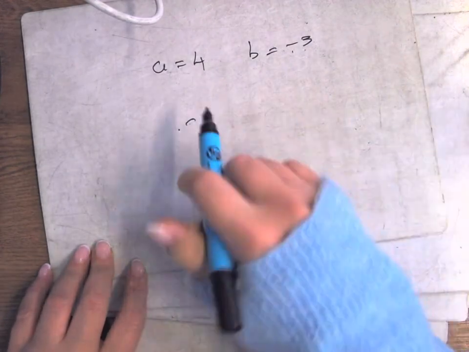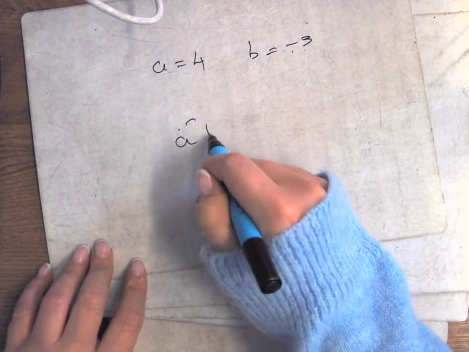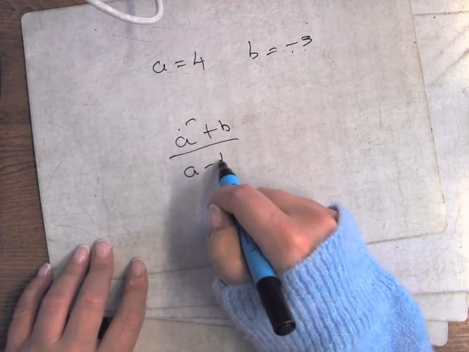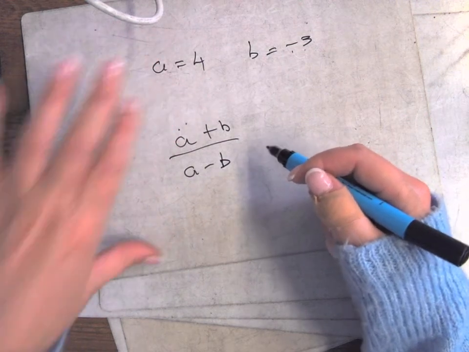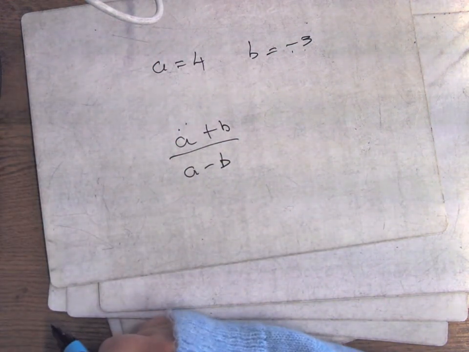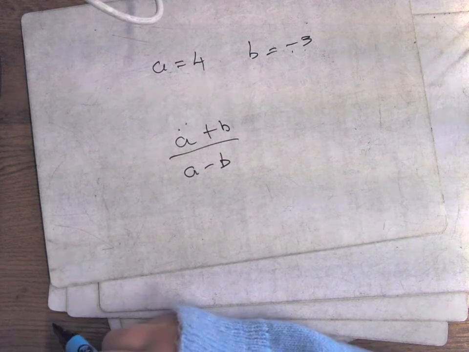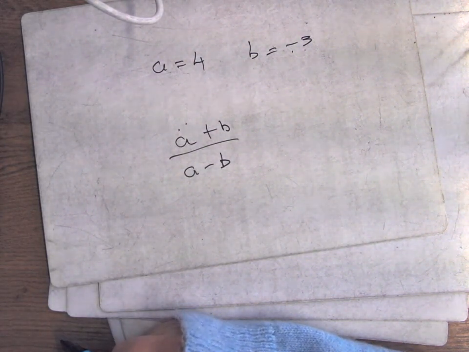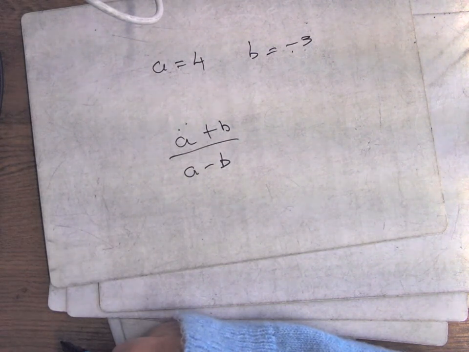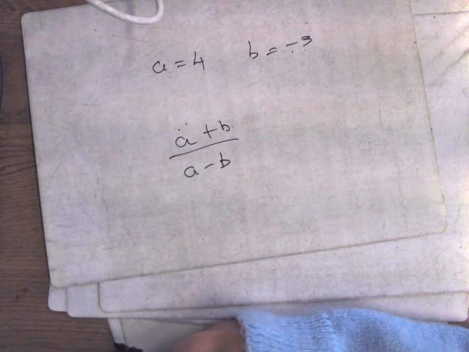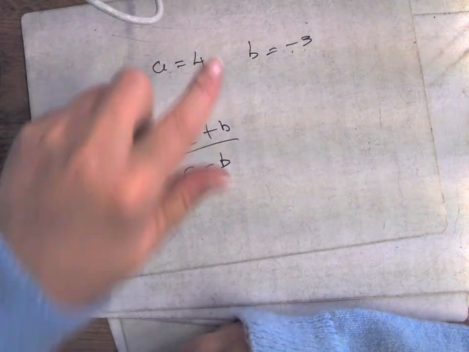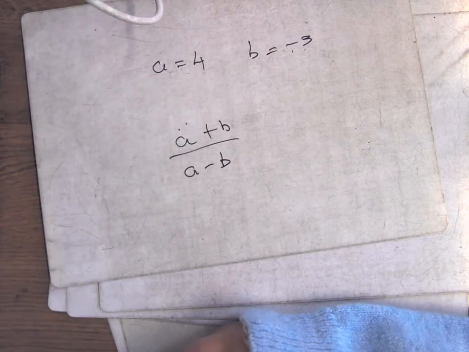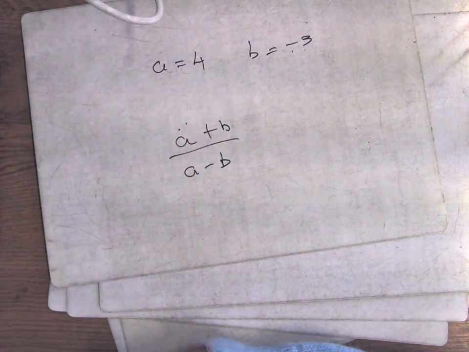Right. A plus B over A minus B, and the answer is a fraction, so don't be surprised when you get a fraction. Put them in brackets. I'd say still put them in brackets because of that minus, so it doesn't mess stuff up. So I'd put them all in brackets.